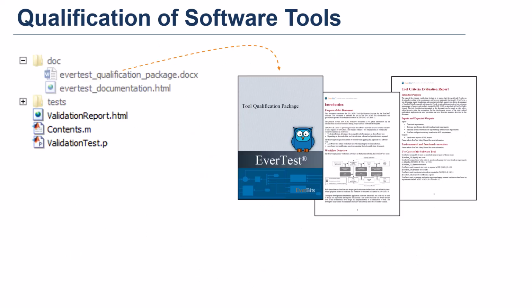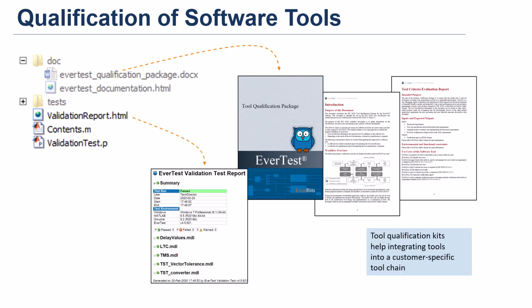Let's dive into it. The software development tool chain shall be qualified to make sure that no defects in the tools will impact the production software. We'll discuss the qualification kits, validation reports, and the different processes of tool qualification. In the context of ISO 26262, the tool qualification is the responsibility of the developer and not of the tool vendor. But the tool qualification kits, provided by the tool vendors, help integrating the tools into a customer-specific tool chain.